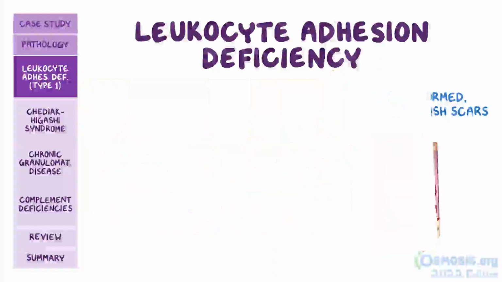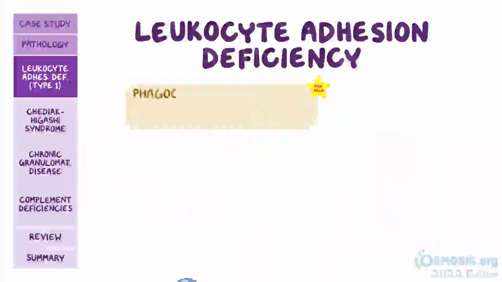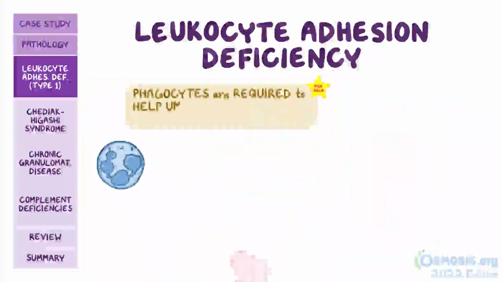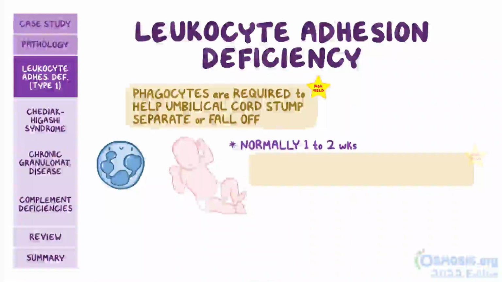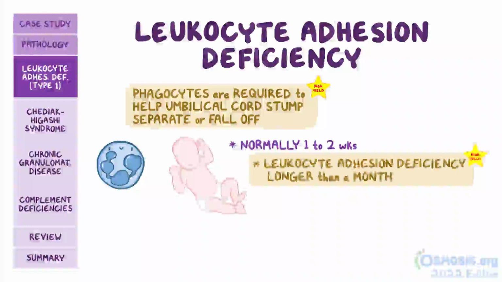Now, a very high-yield fact is that phagocytes are also required to help the umbilical cord stump separate or fall off from the baby's belly button. For your exams, remember that this normally takes 1 to 2 weeks, while with leukocyte adhesion deficiency, it may take longer than a month, and it can often get inflamed and infected, but again, there's no pus.